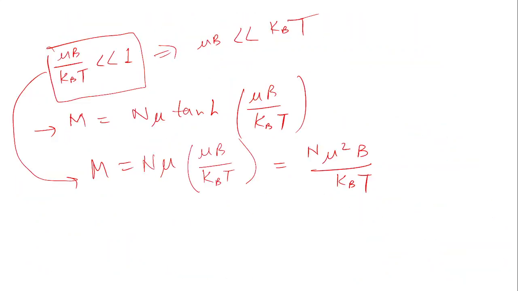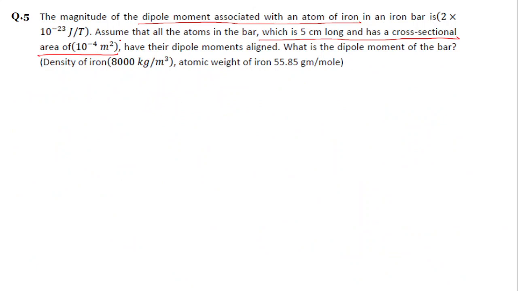Okay. Now next question, question number 5. The magnitude of dipole moment associated with an atom of iron in an iron bar. So what they are telling is the magnetic moment of an iron atom, and it is 2 times 10 to the power minus 23 joule per Tesla. Assume that all the atoms in the bar, so we have an iron bar in which every atom's magnetic moment is this.